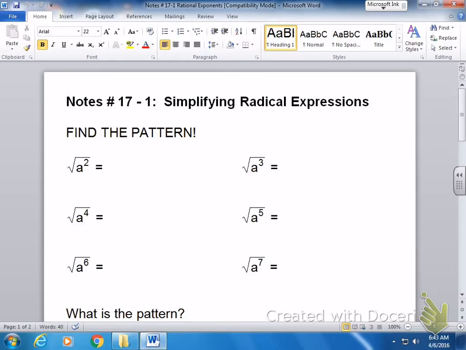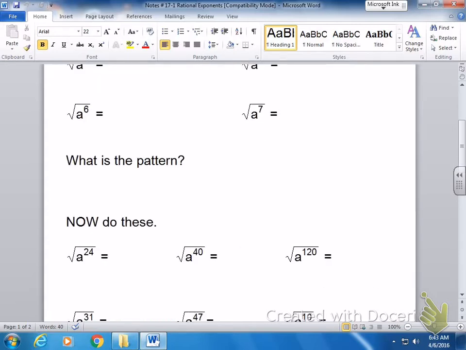Let's scoot down the page just a little bit. And it says, what's the pattern? You may put this in other words than I do, but it looks like we're dividing the exponent by 2, and if we have a remaining exponent, we leave it in the square root. So I'm going to say divide the exponent by 2, if there is a remainder, keep 1 inside.